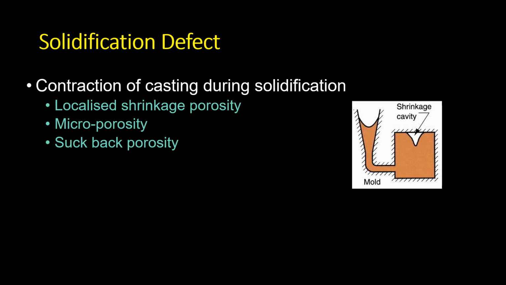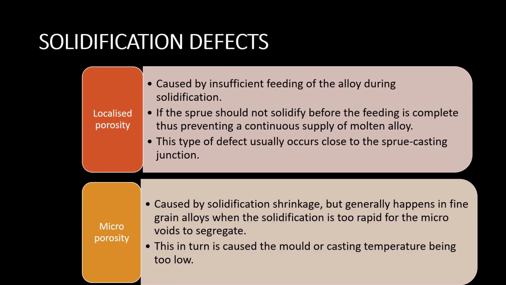The types of solidification defects are localized shrinkage porosity, microporosity, and suckback porosity. The solidification defect is further classified as localized porosity and microporosity. Localized porosity is caused by insufficient feeding of the alloy during solidification, if the sprue solidifies before the feeding is complete, thus preventing a continuous supply of molten alloy. This type of defect usually occurs close to the sprue casting junction.